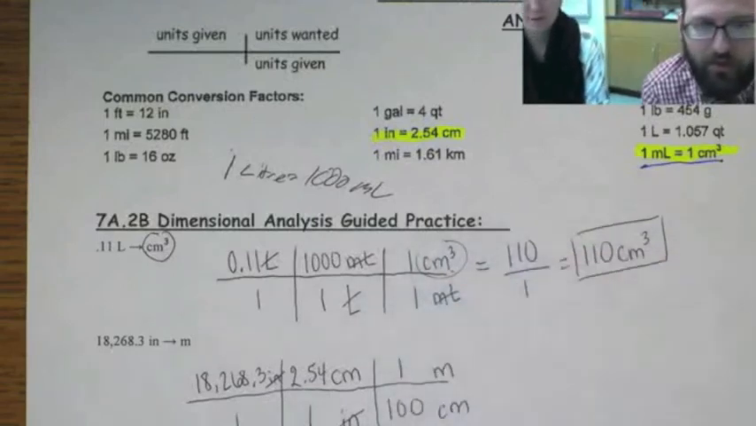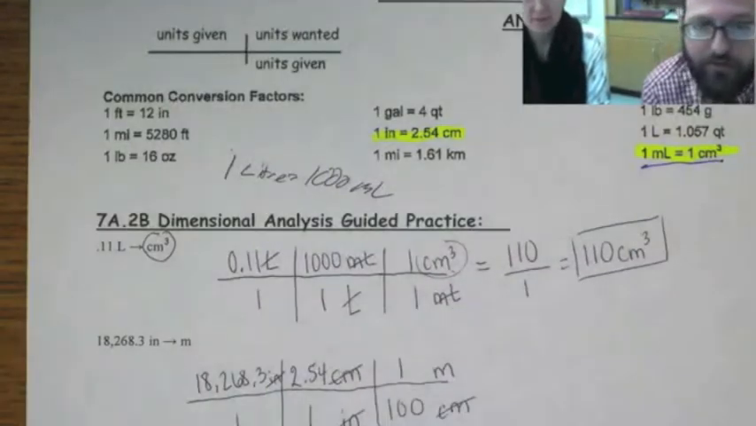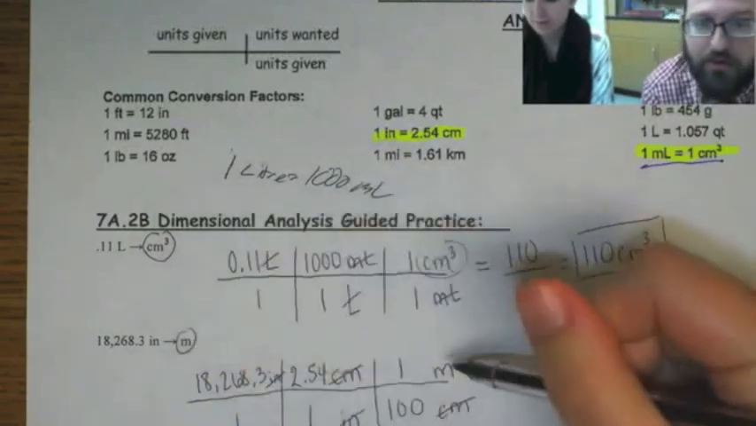Perfect. Are we there yet? It looks like it. We started at inches, we've canceled out inches, we went to centimeters, and now we're at meters. Meters is what we're trying to figure out. There we go.